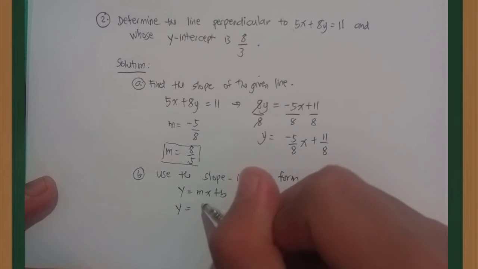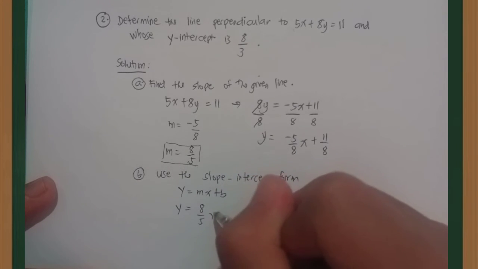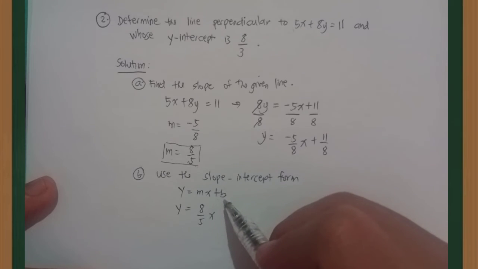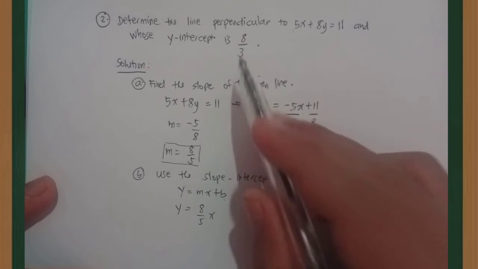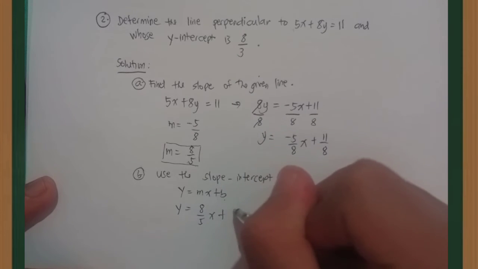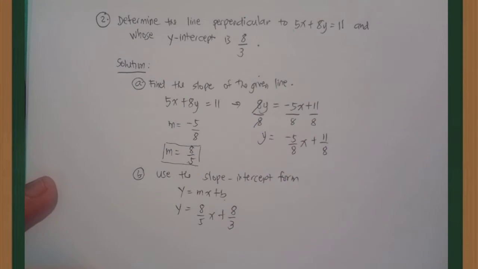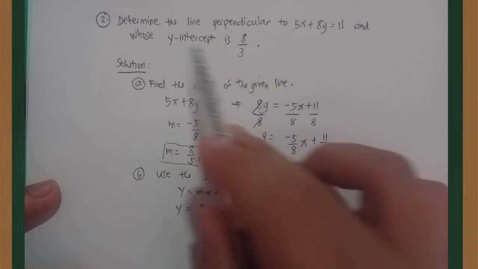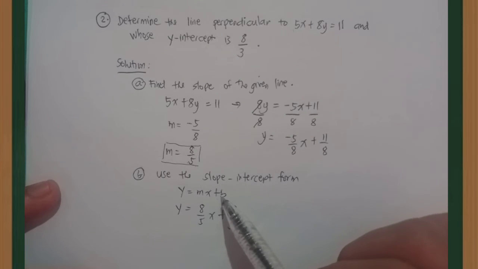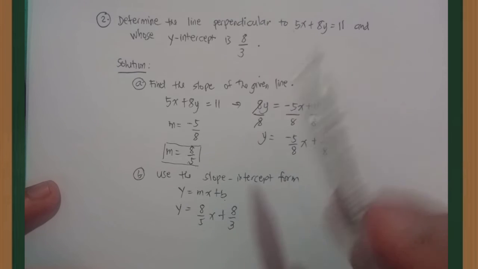So the slope here is 8 over 5 x plus b. This b is the y-intercept. The given y-intercept is positive 8 over 3. Okay? Are you following? Where do we get the 8 over 3? From the given y-intercept. B here is our y-intercept.